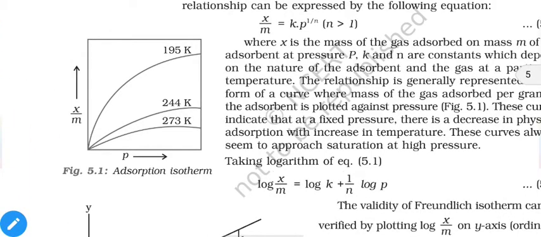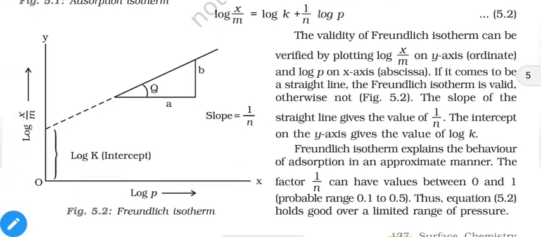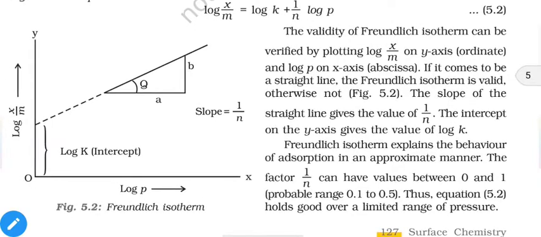So first you have to carry out the practical, and find the value of adsorption of gas on the solid at different pressures, and then we can find the constants' values by drawing the figure 5.2 Freundlich isotherm graph. Okay, so now the factor 1/n can have a value between 0 and 1, probably ranging from 0.1 to 0.5. Thus equation 5.2 holds good over a limited range of pressure.